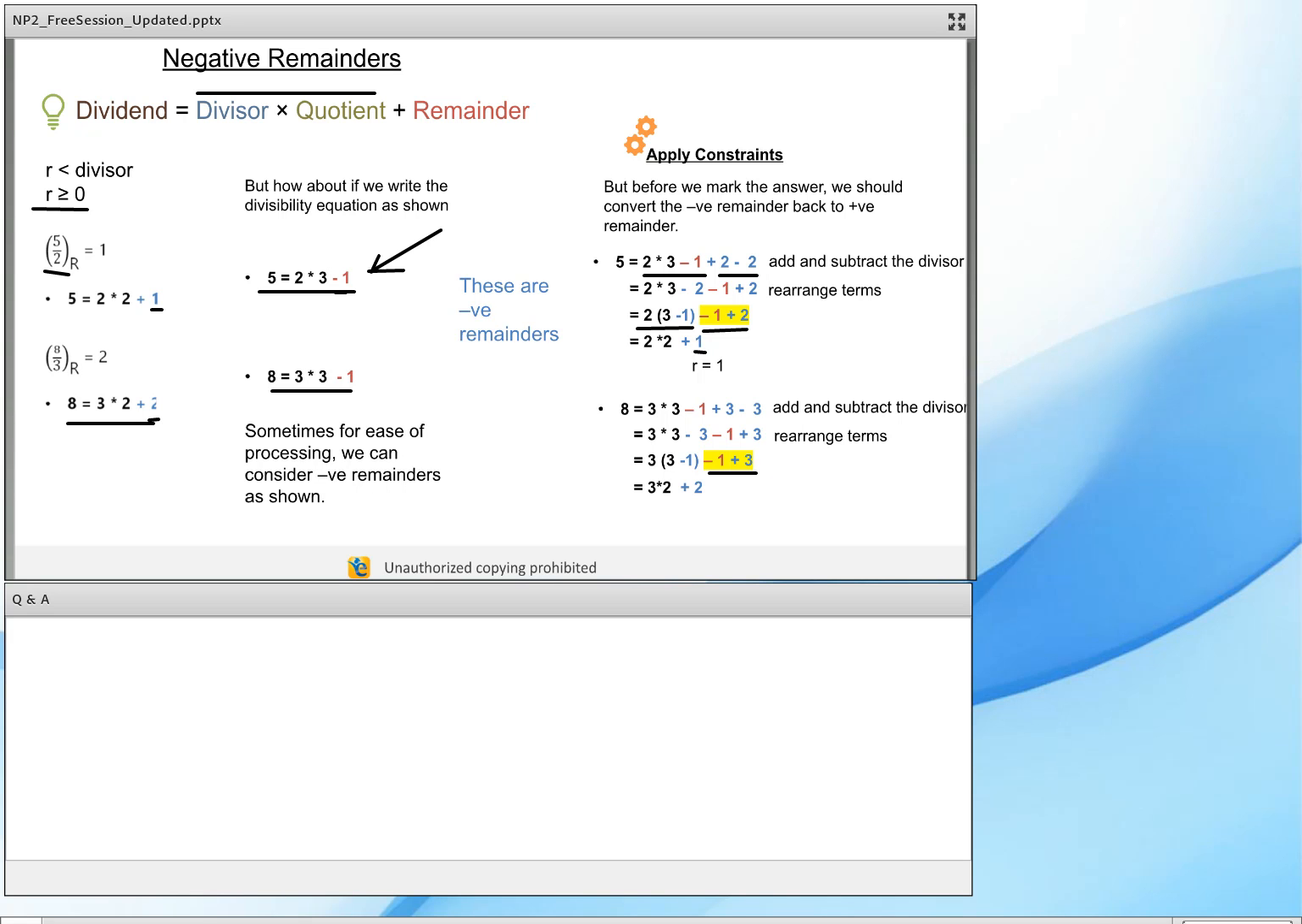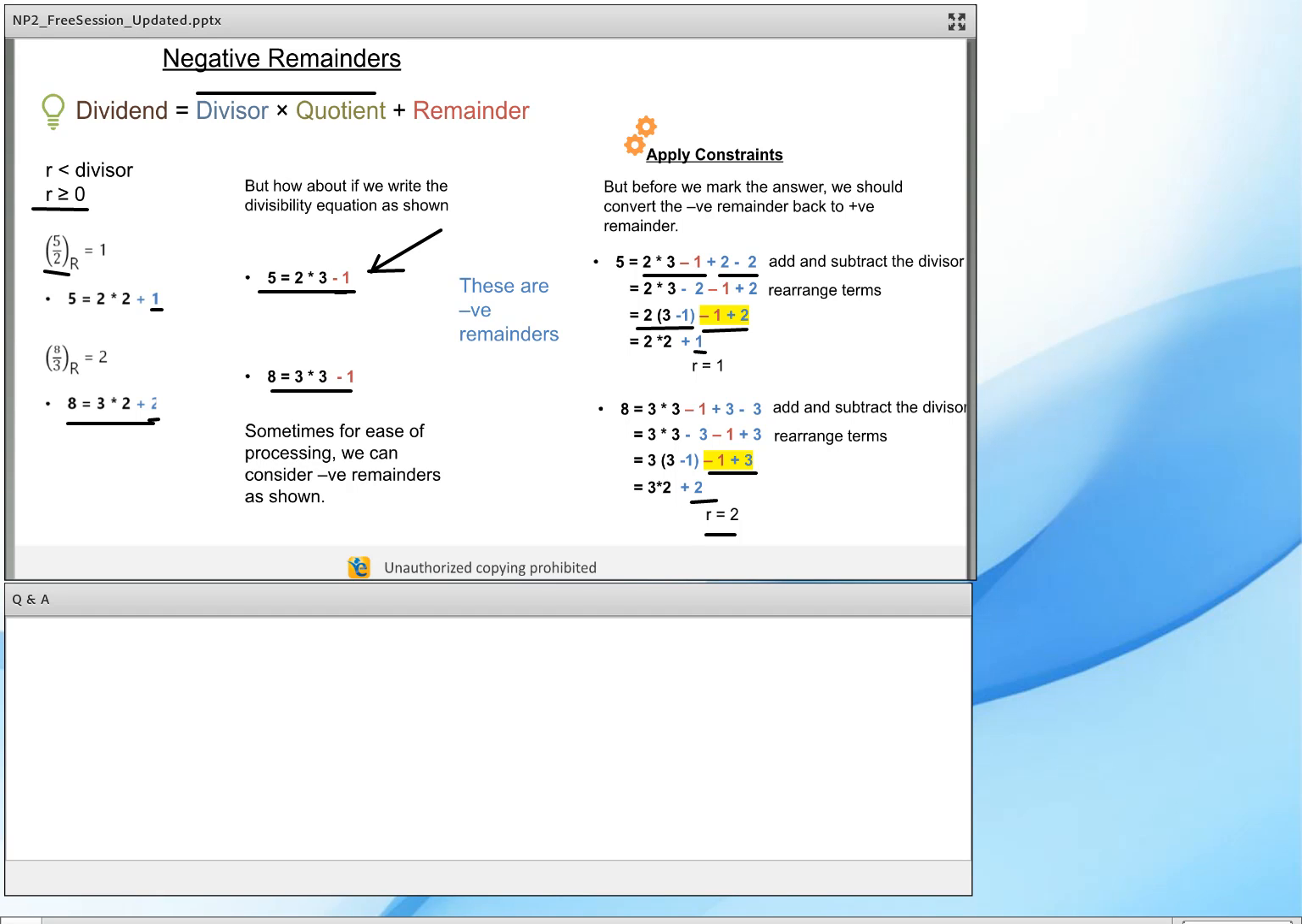So what is our remainder? Our remainder really is the sum of minus 1 plus 3. So what is our negative remainder? Or what is our positive remainder? When we get a negative remainder, we add the divisor back to that negative remainder to get our positive remainder. So that's the concept of negative remainders.